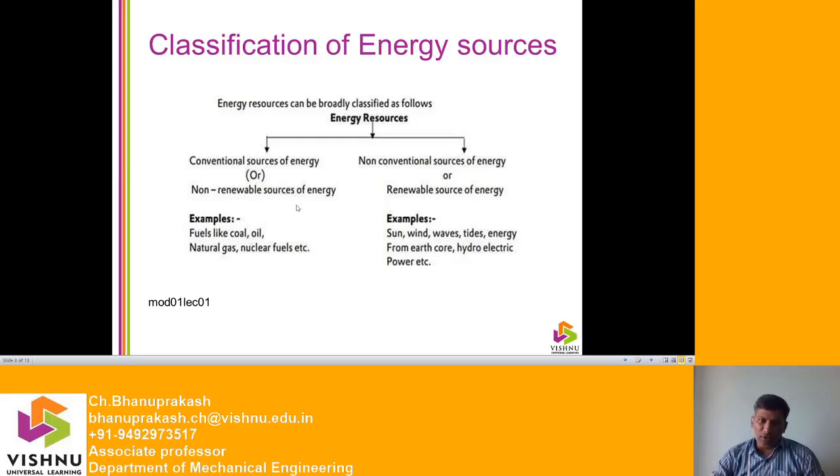But see, non-renewable sources of energy cannot be reused again and again. They are not recycled and replenished. They are exhausted with use over a period of time. What are the examples? Minerals, fossil fuels like coal, oil.